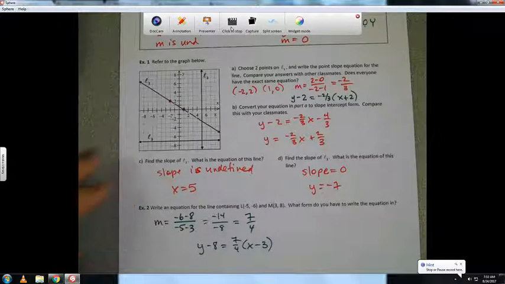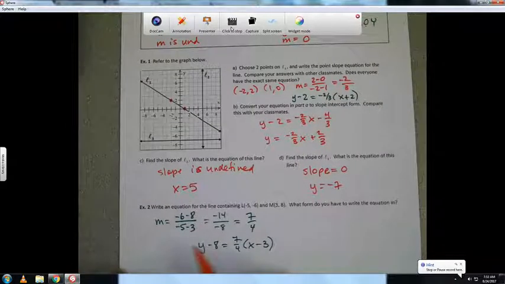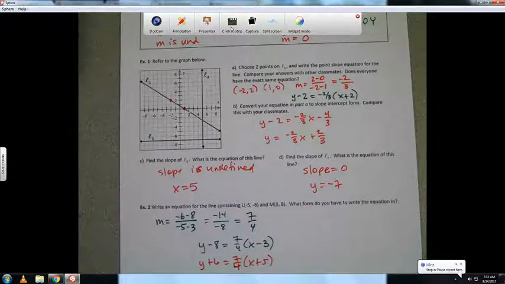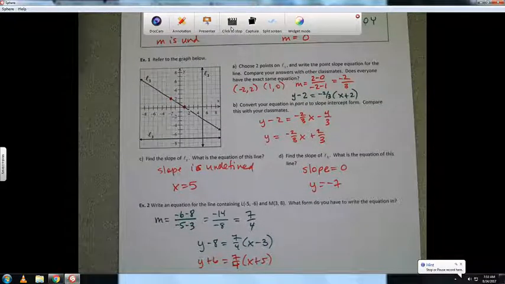It says, what form do you have to write the equation in? Well, you kind of don't have to write it in any form at all. You can choose point-slope. You can use the other point if you prefer. The y plus 6 equals 7/4 x plus 5. And if you want, you can convert that to slope-intercept form. And both of those would become the same slope-intercept form of a line.